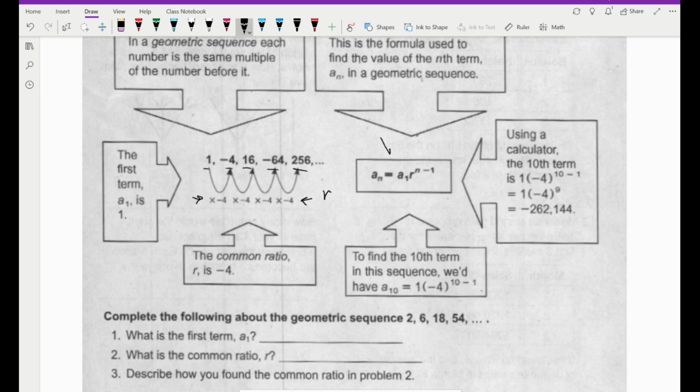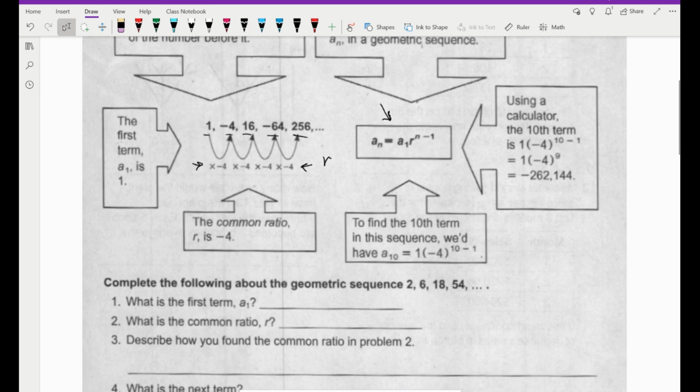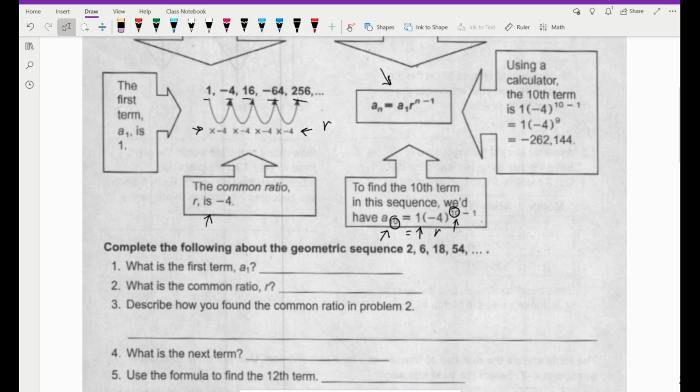Here's our basic equation over here. The common ratio R is -4. To find the 10th term, we use this a sub n equation. So it's a sub 10 is equal to the first term times the R value of -4 raised to the 10 minus 1. Now this value and this value will always be the same number. So let's look at the first question.